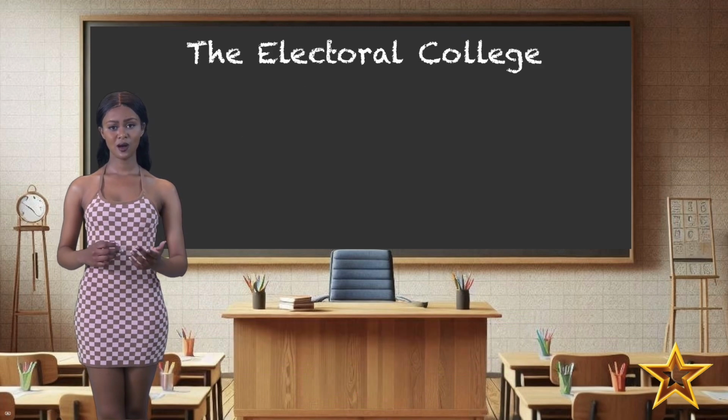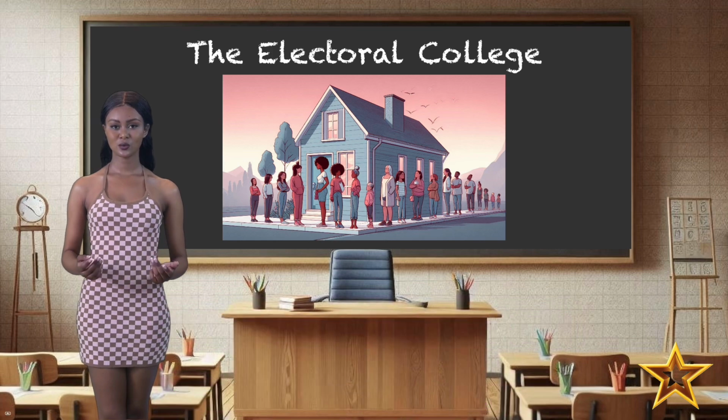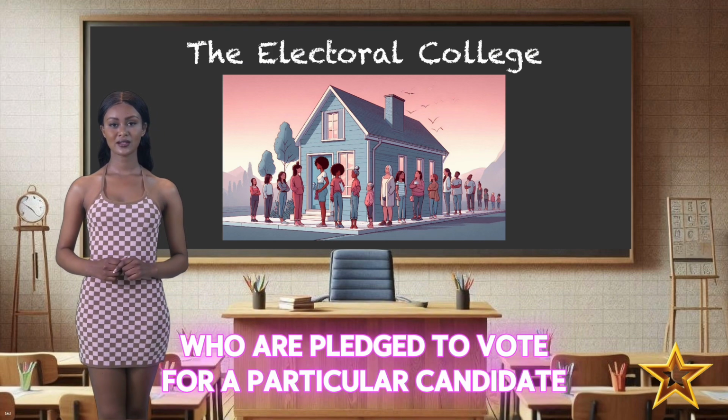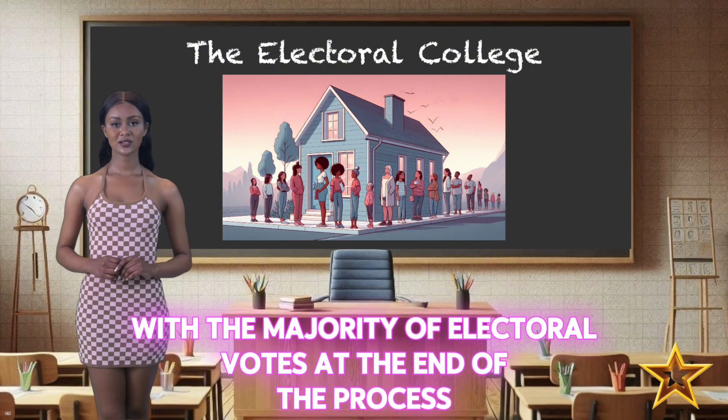On Election Day, voters are electing a group of people called electors, who are pledged to vote for a particular candidate. The candidate with the majority of electoral votes at the end of the process is declared the winner.